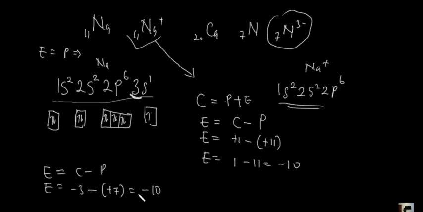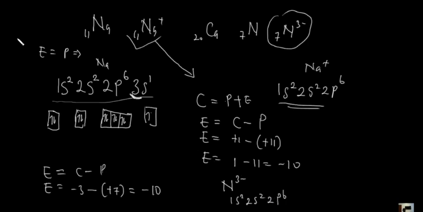So how many electrons are found in the nitrogen ion? You find out that there are 10 electrons in the nitrogen ion. So let's solve this. The electronic configuration for nitrogen 3 minus will now be 1s2, 2s2, and 2p6.